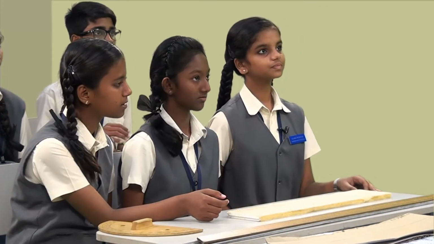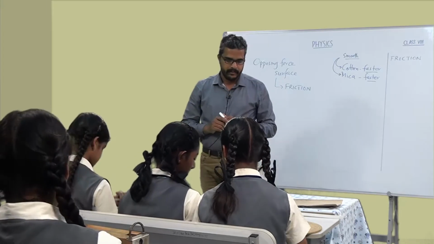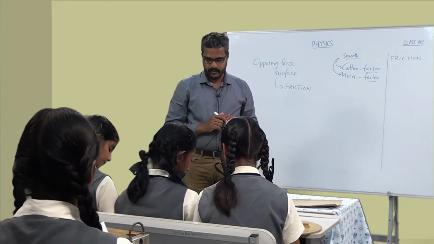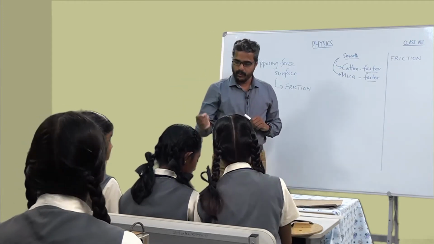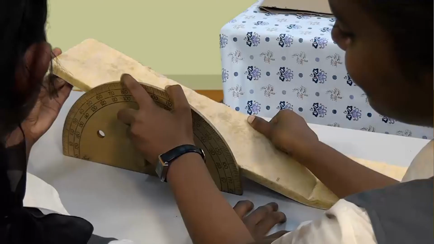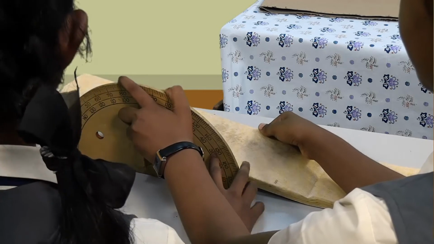Okay. You have observed? Note it down. Now measure the angle using the protractor. Now we'll keep it at 30 degrees and check. Noted.